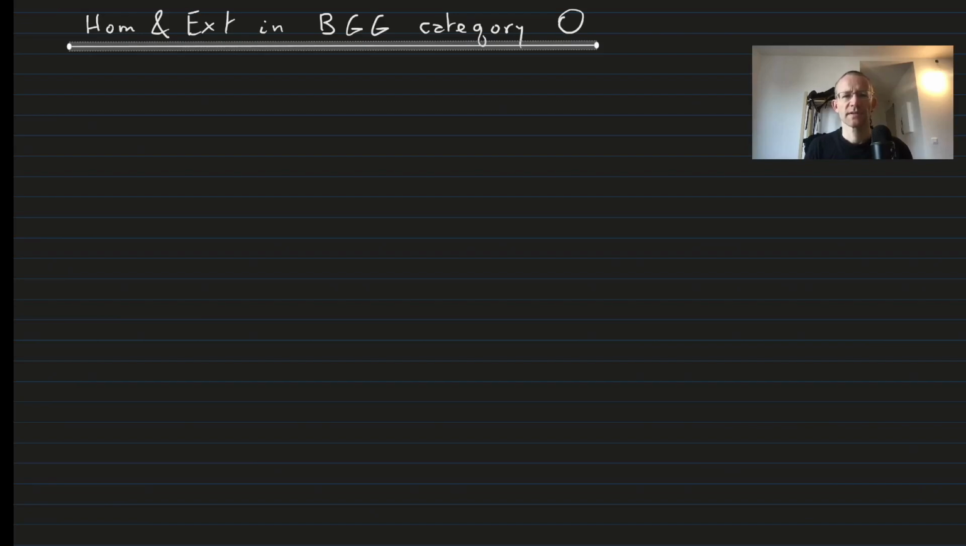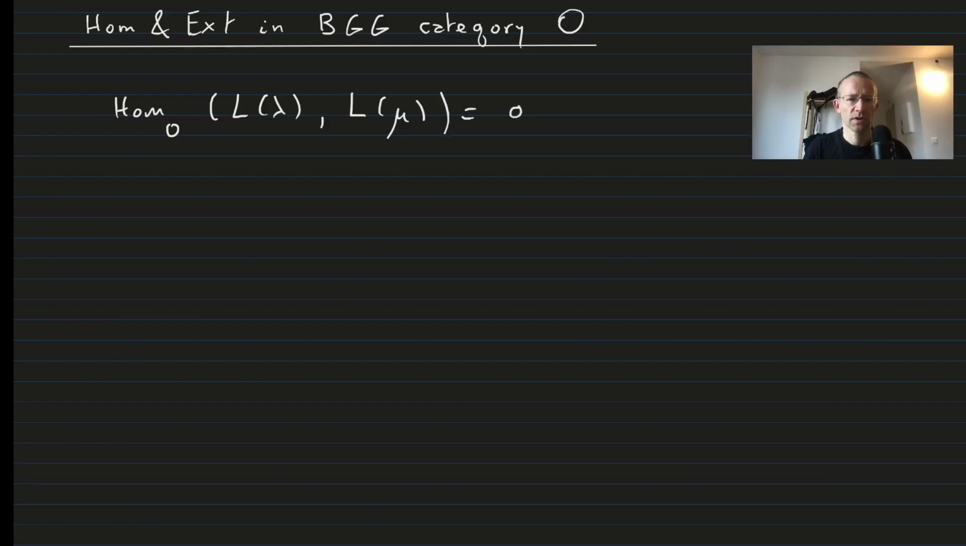Let's discuss the basics of the Hom and Ext functor in the BGG Category O. So the homomorphisms in the Category O, for instance, from a simple module with highest weight lambda to another simple module with highest weight mu, is just 1 when lambda is mu, and otherwise it's 0. So that's the dimension. This is a sort of generalization of Schur's lemma.